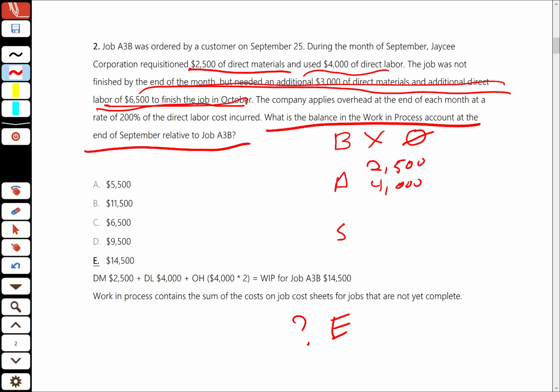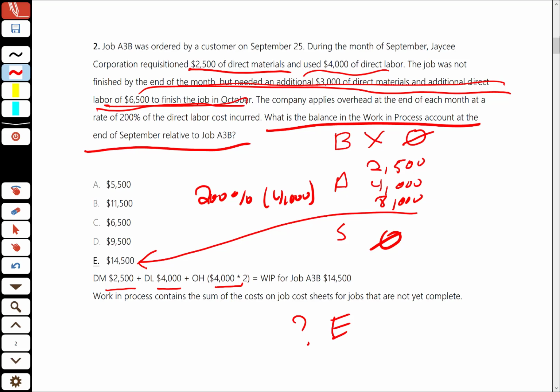The company applies overhead at 200% of labor. So it's going to be 200% times what? Times the 4,000. Good. So 200% of 4,000 is going to be 8,000. And since the job was not done, there are no subtracts for that. It's all still in work in progress. So the ending balance is what? 25 plus the 4 plus the 8? 14,500?